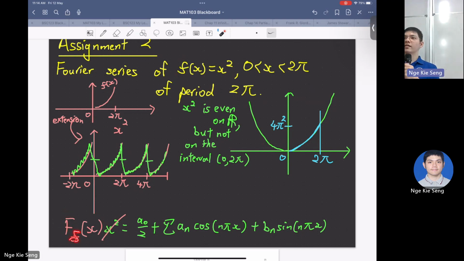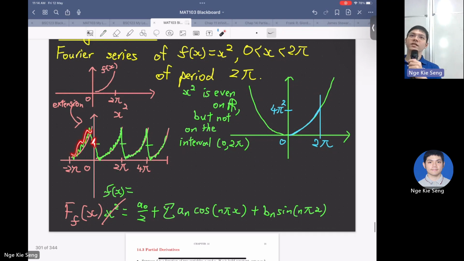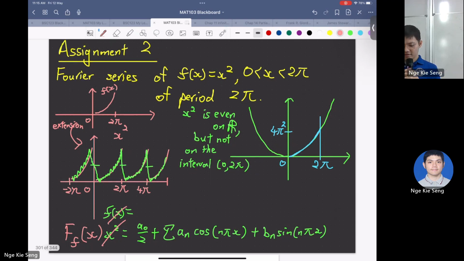Capital F subscript f. We don't even put f(x) here because they are really not equal. You can check at the discontinuous point: the Fourier series takes a special value there, so they are not equal. So you also cannot write f(x). The only right way to write it is the Fourier series of f. This is the discrepancy between f and the Fourier series of f. Does it make sense?